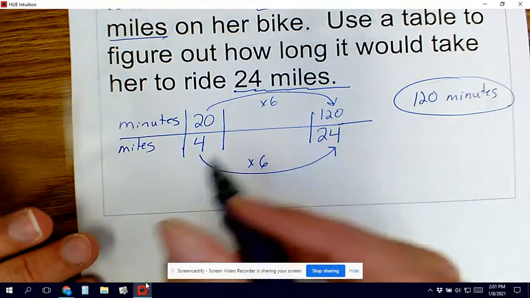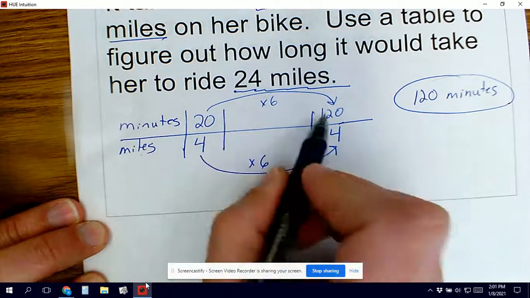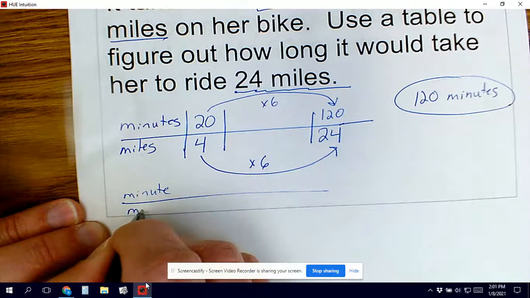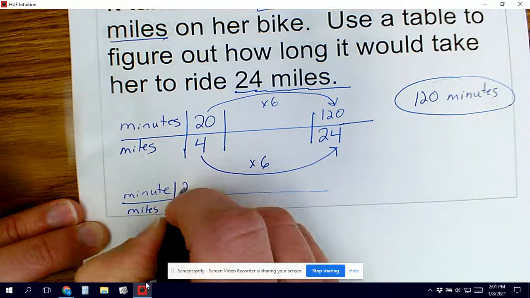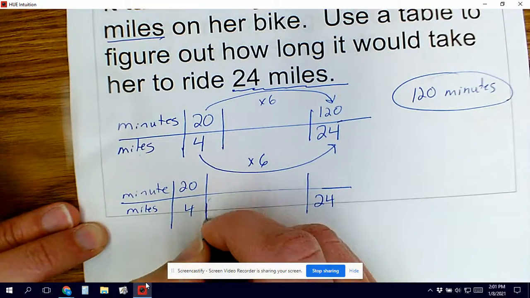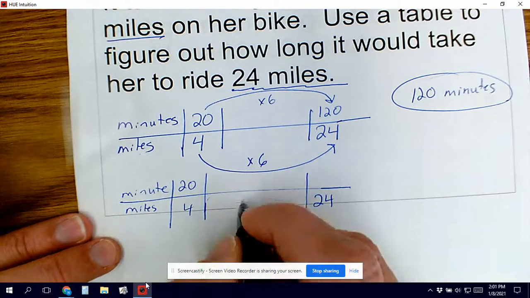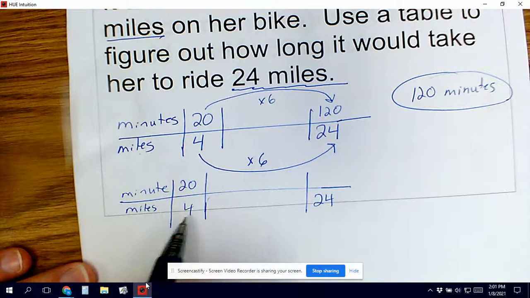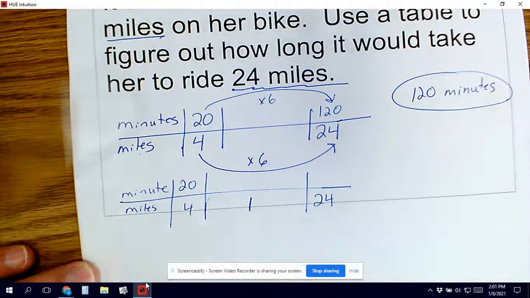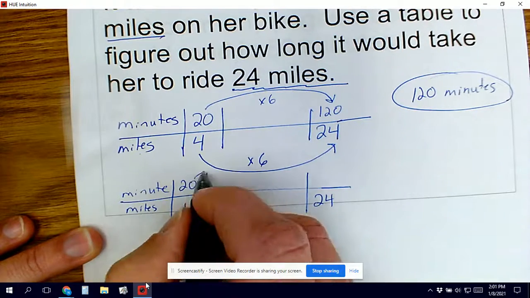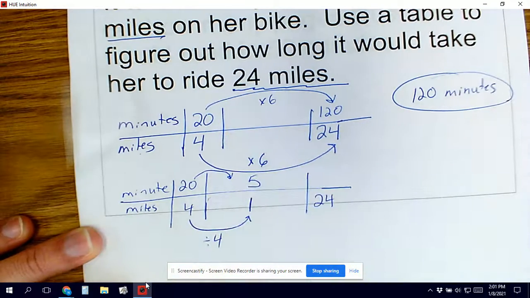Now you have lots of options to solve this problem. Say you didn't see the times 6. Let's do another table of minutes to miles. Same start, 20 to 4, with our goal being to get to 24 miles. Another option is to use a unit rate in between. So we know, from our previous lesson, a unit rate is comparing to 1. So could I figure out how many minutes it would take her to ride 1 mile? Well, how do I go from 4 to 1? We divide by 4. So let's do the same thing to the top. 20 divided by 4 is 5. So I would know it would take her 5 minutes to ride 1 mile.